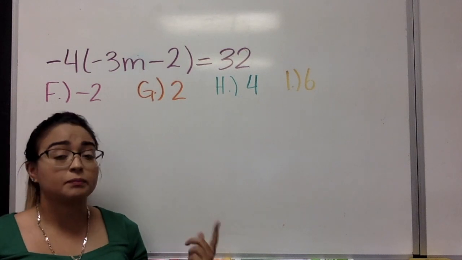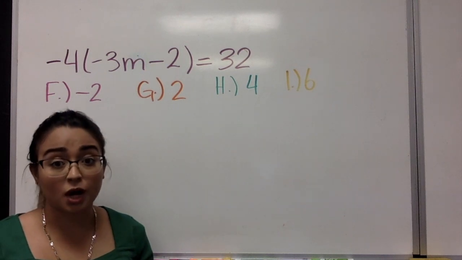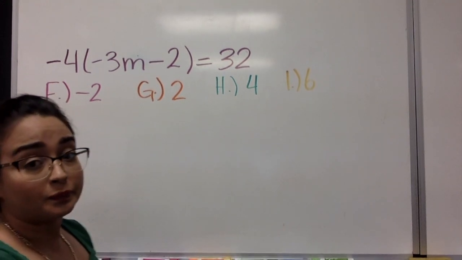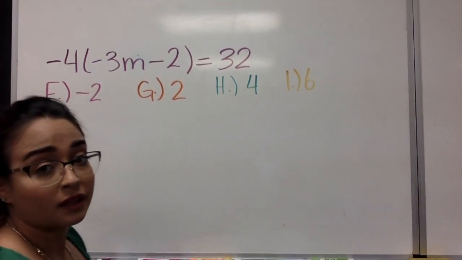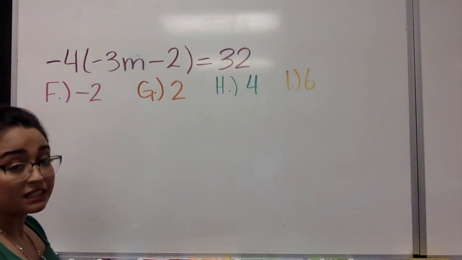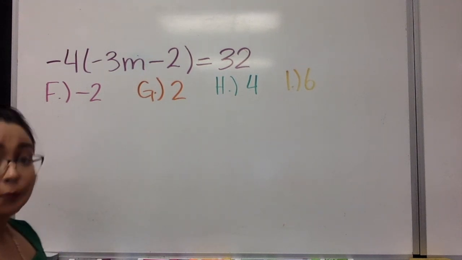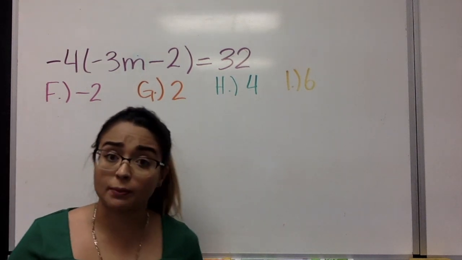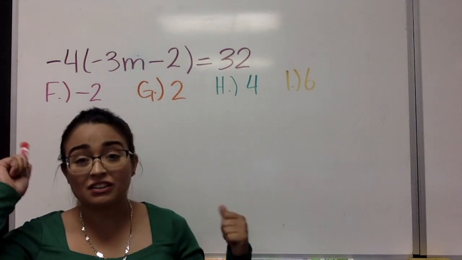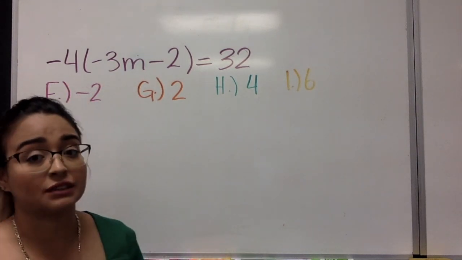In this problem, it doesn't look the same as the other one, but it is a multi-step problem because we do more than just 2 steps. So, we have negative 4 times negative 3m minus 2. What we're going to use in this case is going to be distributive property. Now, who remembers what distributive property was? It is when you multiply whatever is outside of the parentheses into what is in the parentheses. So this is how that is going to look like.